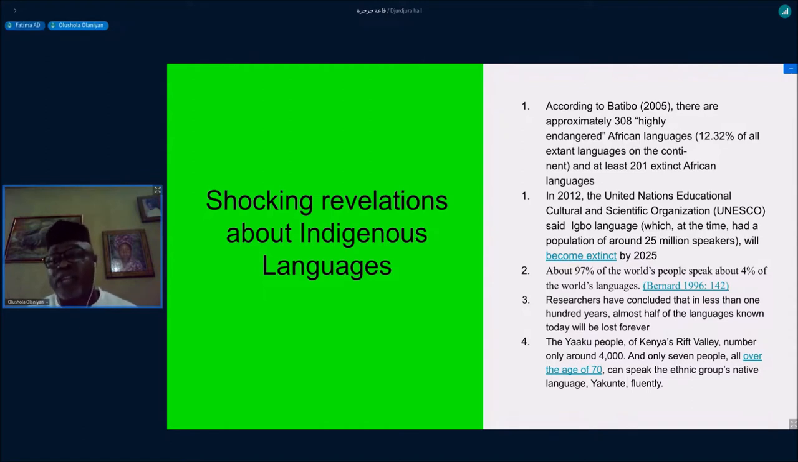Also, researchers have concluded that in less than 100 years, almost half of the languages known today will be lost forever. That means that of over 7,000 languages being spoken all over the world, in 100 years to come, 3,500 of those languages would not be found anymore. That is a major problem to us, and we need to start looking at how to preserve them.